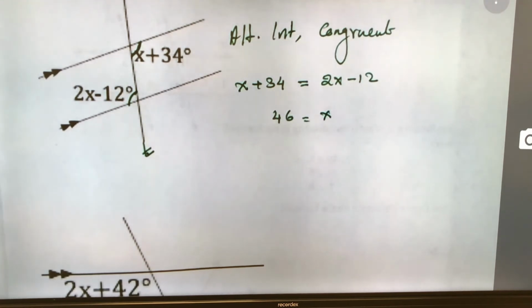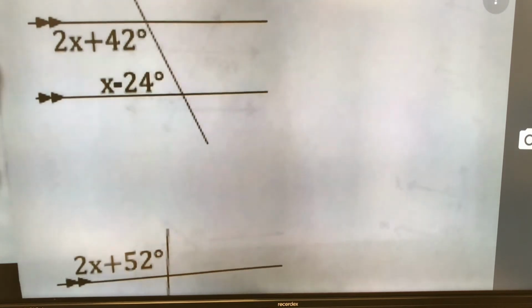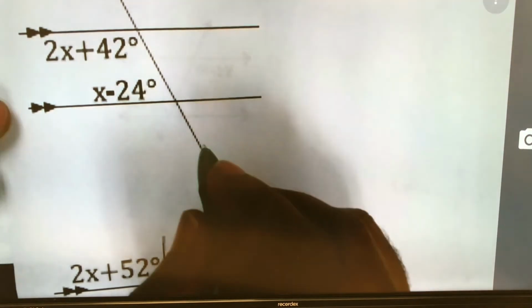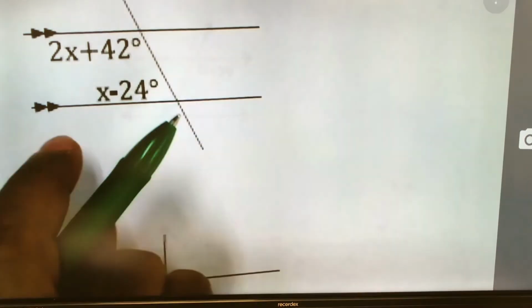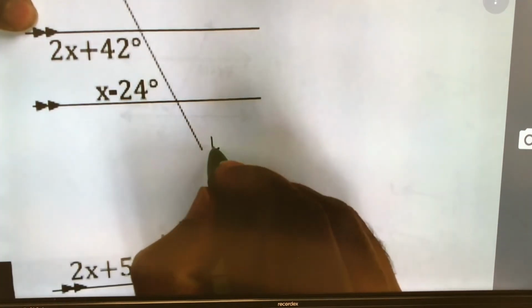So move on. Just pause the video and try to do it by yourself. Then you have to come back and check how it is done. So I hope you have done this problem. So this line is cutting these two lines. So these two are the parallel lines. So this is the transversal line.